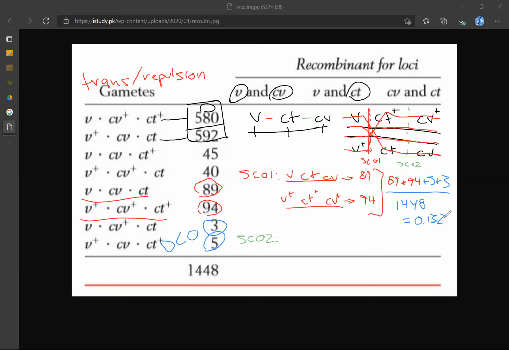0.132. And if you don't like to rewrite your genotypes, Sam has an excellent guide at the bottom of the week 10 review that walks you perfectly through how to do a 3-point cross. And so we have found the distance between the V and CT allele. We know that it is 0.132. Now we find single crossover 2.